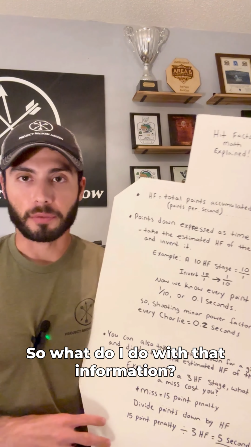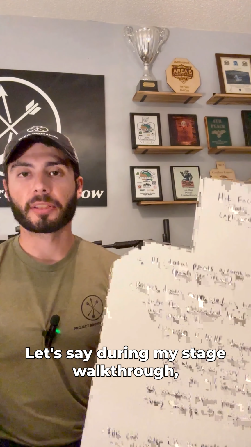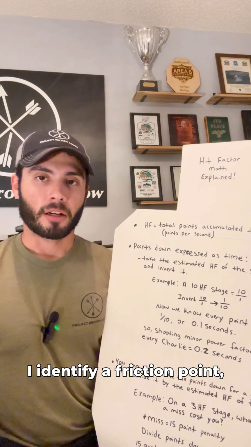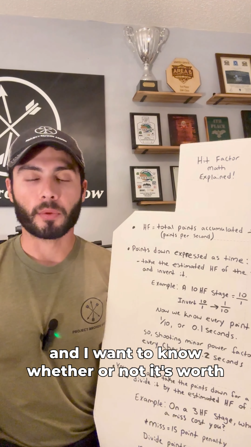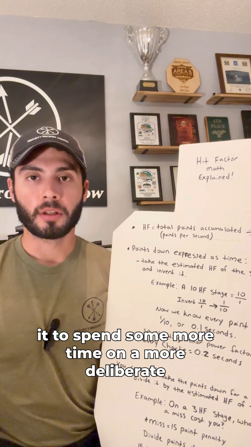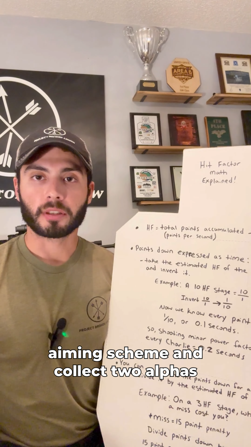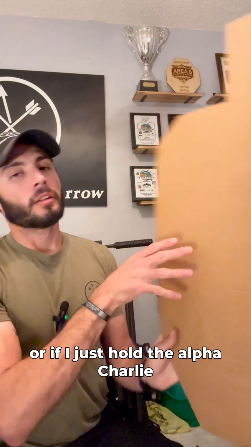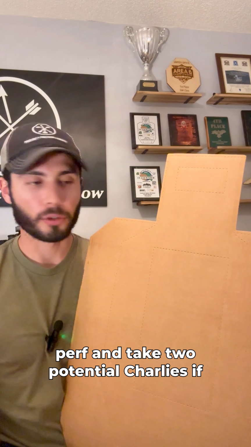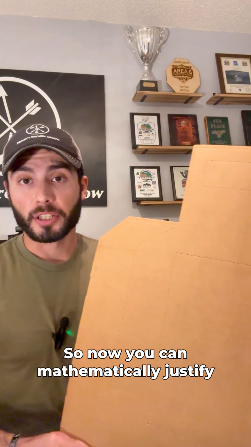So what do I do with that information? Let's say during my stage walkthrough, I identify a friction point, maybe a tight no-shoot, and I want to know whether or not it's worth it to spend some more time on a more deliberate aiming scheme and collect two alphas, or if I just hold the alpha-Charlie perf and take two potential Charlies, if there's not a whole lot of alpha exposed. Now you can mathematically justify your decision instead of just winging it and taking a guess.